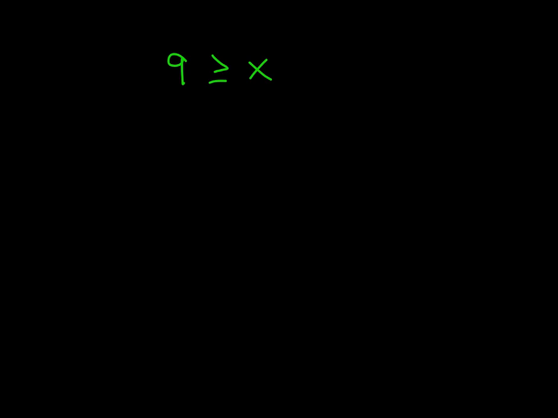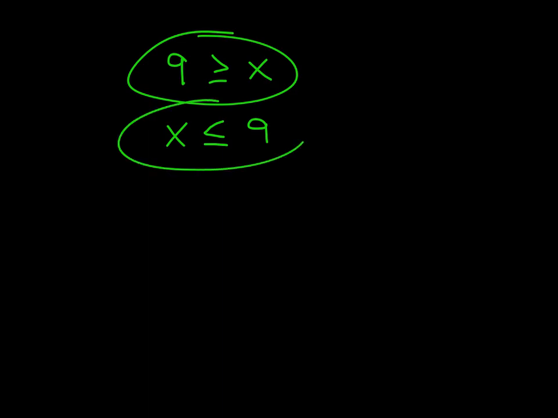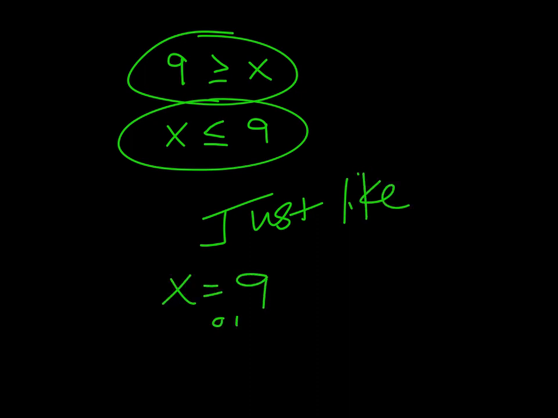So just looking back at the last inequality that we were doing, the answer was 9 is greater than or equal to x. You can also word this inequality the same way by saying x, but you have to flip-flop your sign, is less than or equal to 9. And you're going to see this as a solution. So this could be an answer or this could be an answer. It's just like saying x equals 9 or 9 equals x. There's no difference. It's still the same.